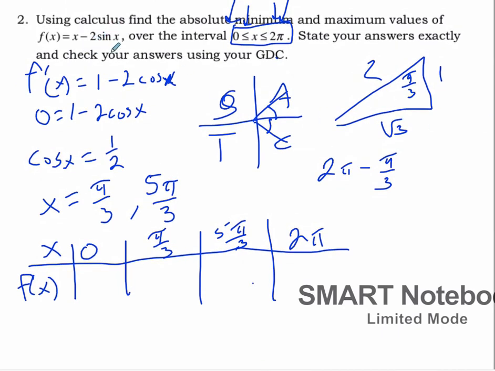So we have 0, what's sine 0? Sine 0 is 0, so this is 0, 0. We have pi over 3, then x is going to be pi over 3. Sine pi over 3 is root 3 over 2, times 2 is root 3. So this is going to be pi over 3 minus root 3.